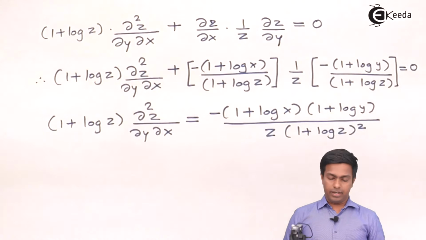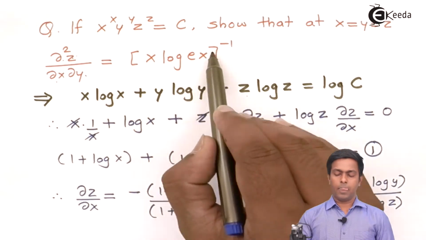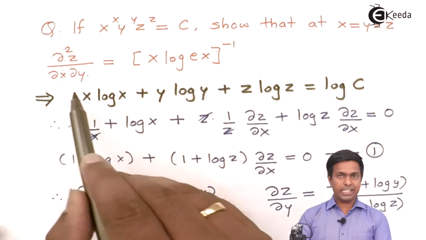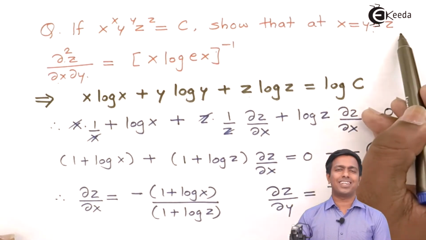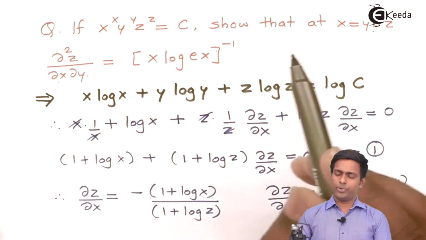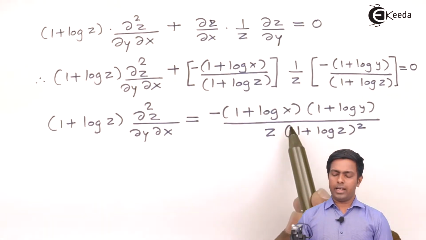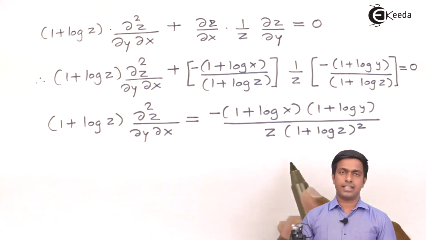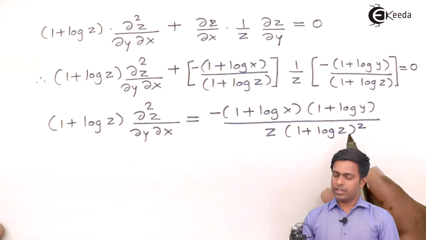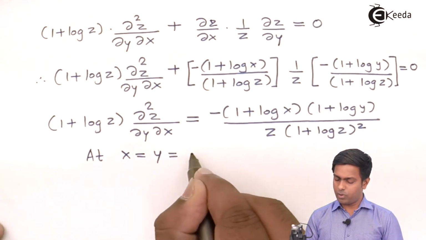Now guys, let's observe the question. In the question we want the value of del square z by del x del y, and we should get this value at x equal to y equal to z. Now if you observe the answer, that answer contains only x terms. So if x is equal to y equal to z, then I'll put all y and all z as x. By doing that, here we will get 1 plus log x, which will come here. This will become 1 plus log x. So here I'll say at x equal to y equal to z.